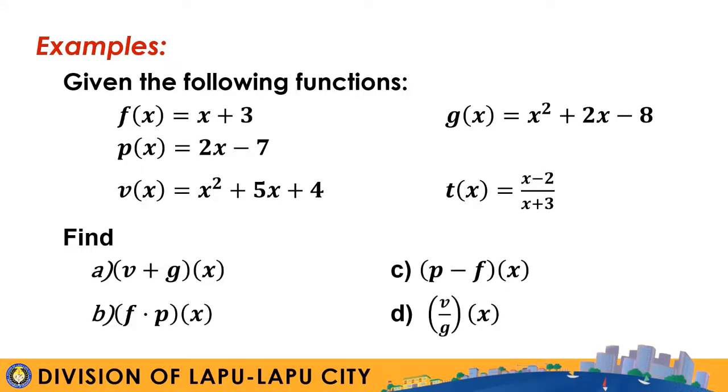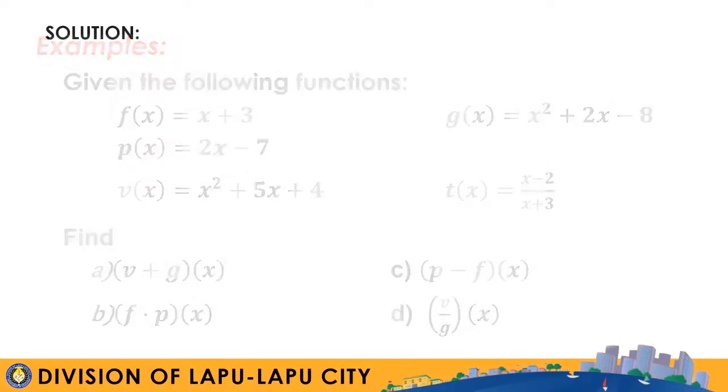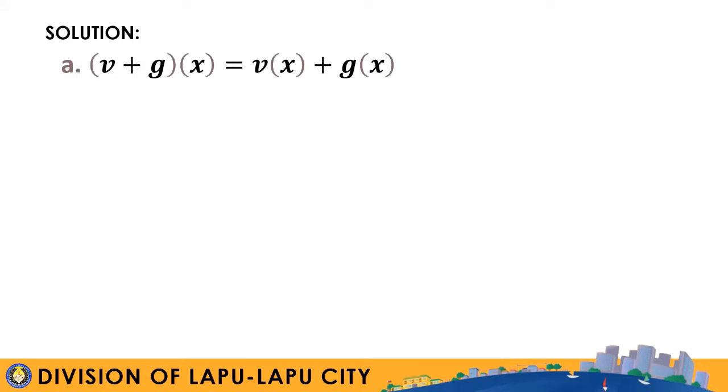B. F times p of x. C. P minus f of x. D. V divided by g of x. Solution. A. What is the sum of functions v and g?